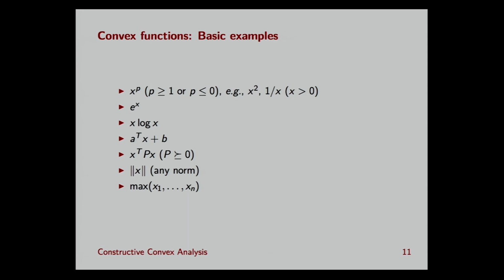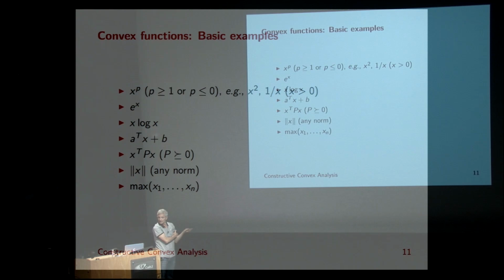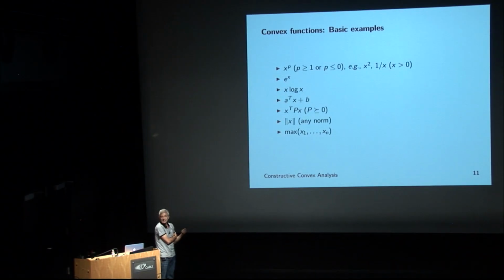Exponential, that's convex. Negative entropy is a convex function. You know what it looks like. It dips down, has infinite derivative, dips down and goes up again, right? So that's convex. Well, an affine function, right? So a linear function plus a constant, that, of course, is convex. It has 0 curvature. Its second derivative is 0.